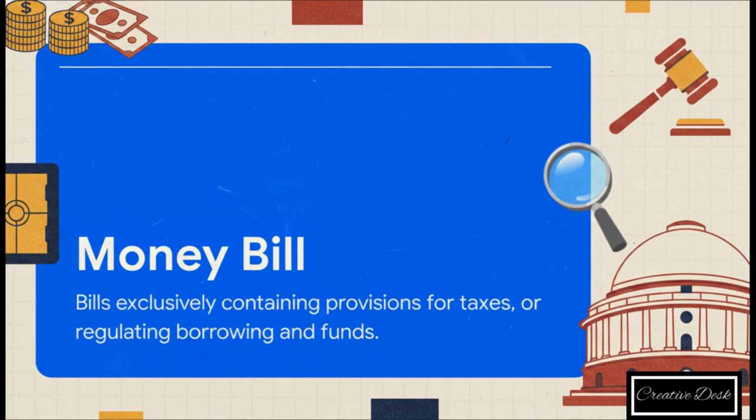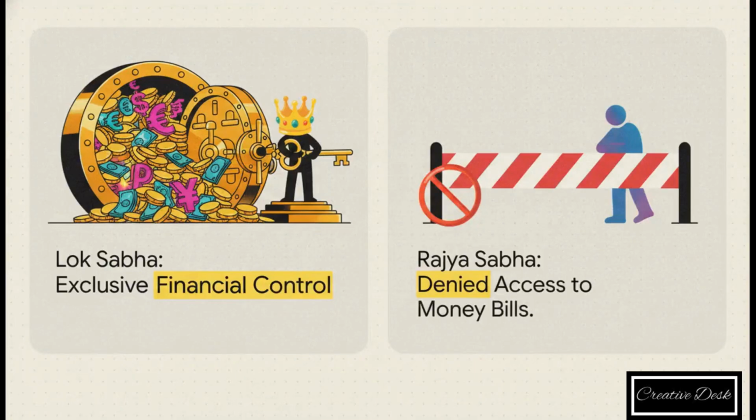And hey, quick study tip for you. If there's ever a debate over whether a bill is an ordinary bill or a money bill, the Speaker of the Lok Sabha is the one who officially certifies it. Their call is absolute and final. Now, once a bill gets certified as a money bill, the Lok Sabha wields absolute, supreme authority over it.